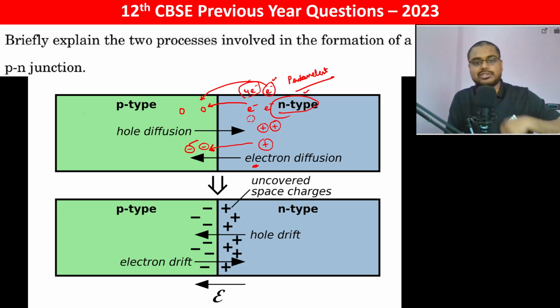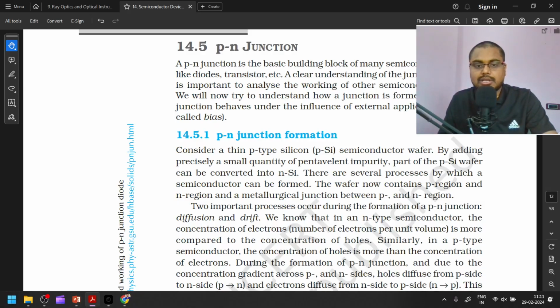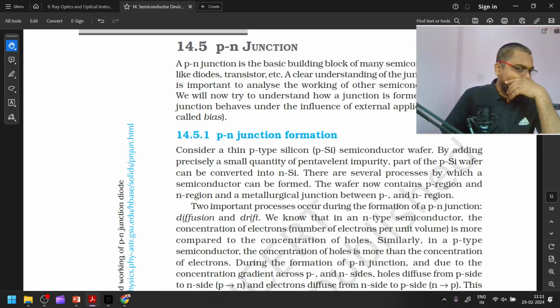Now due to this potential difference, the electron here will go towards the n type. Okay, so this is the drift. This is the drift current. Now let us go to NCERT and see. Consider a thin p-type silicon semiconductor wafer by adding precisely a small quantity of pentavalent impurity to part of it.